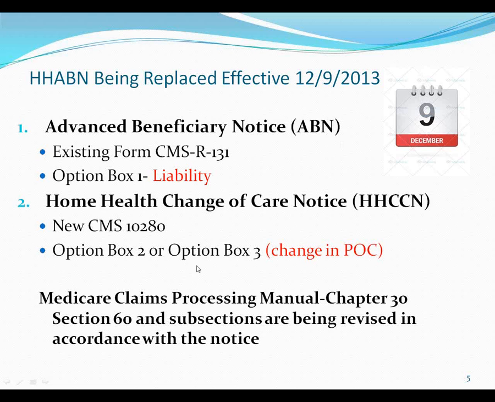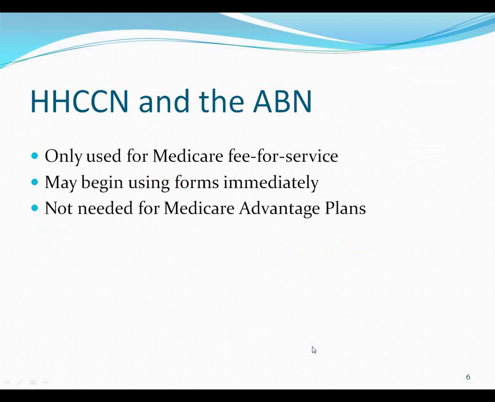And this is replacing the HHABN's option box 1, which was the liability issue. The next form is a new form developed by CMS, and this is the Home Health Change of Care Notice, HHCCN. The number for this form is 10280, and it is replacing option box 2 or option box 3. And those option boxes talked about the change in the patient's plan of care. The Medicare Claims Processing Manual in Chapter 30 and Section 60 and all the subsections are being revised according to this new notice.